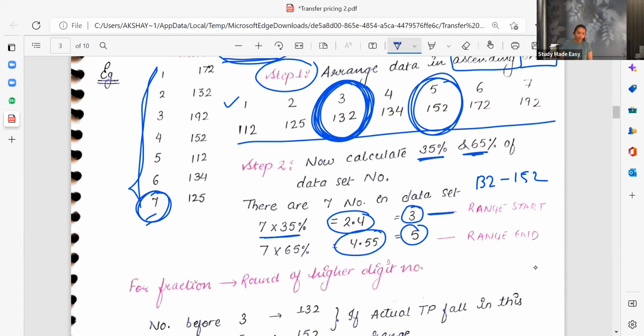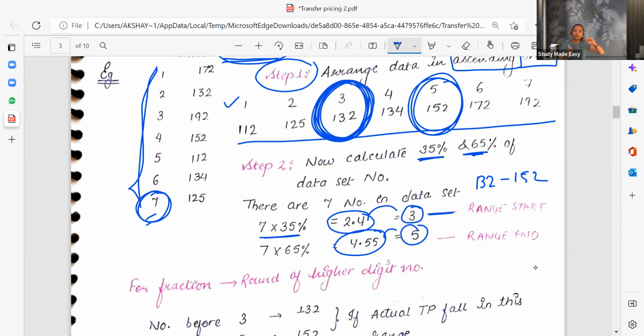Understood? Again repeating. If your observations are more than 5, go to the range concept. In the range concept, the first step is to arrange in ascending order. After arranging in ascending order, count the number of observations. Ma'am, it is 7. Do 35% of 7, 65% of 7, and if it is a fraction, round it off to the next level. Now it is 3, it is 5.